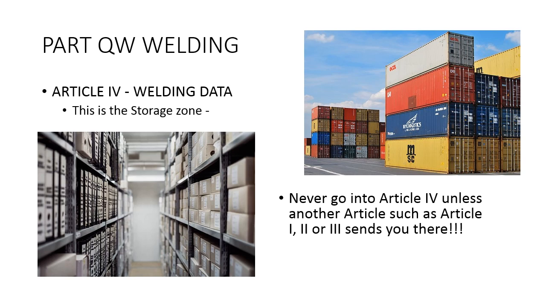And then the next part is kind of its own little zone. Article 4 is welding data. It's the storehouse. It's all the little bits and pieces of information about how to qualify welders, qualify procedures, qualify anything. But you don't go into this Article 4 unless another article or subsection of the code sends you there. Unless there's a very specific reason, you don't go wandering around in Article 4.